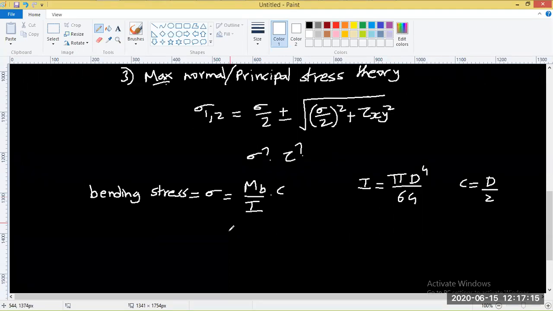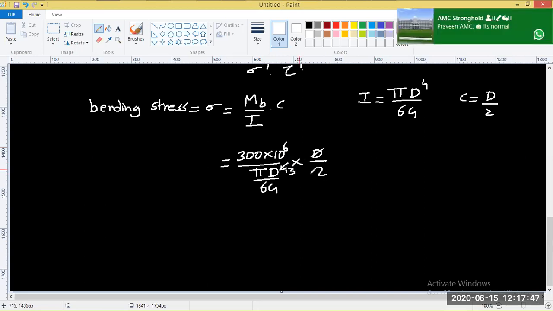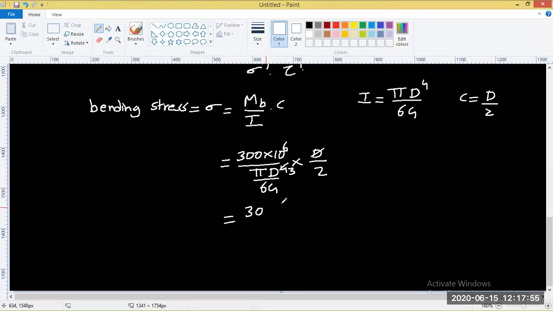So let's write that here. So sigma is M_B times c by I. Bending moment already given, 300 into 10 power 6, by pi d power 4 by 64 into d by 2. Okay, so what we'll do, we'll cancel this d cube, so this will be 300 into 10 power 6 by pi d cube into 64 by 2.